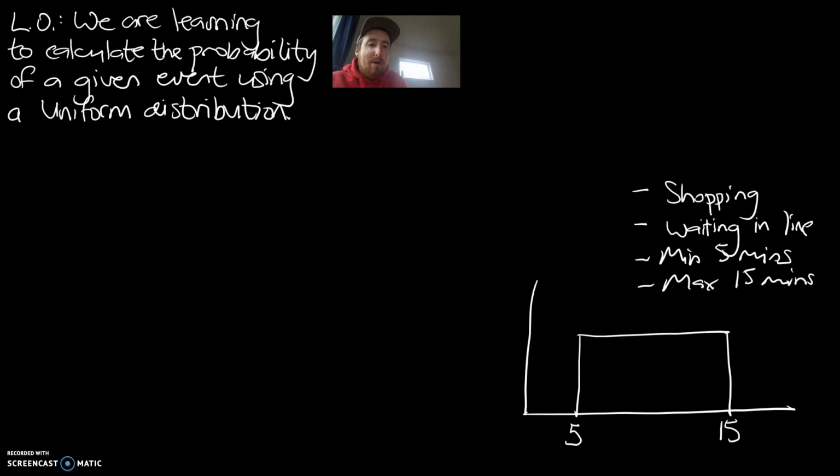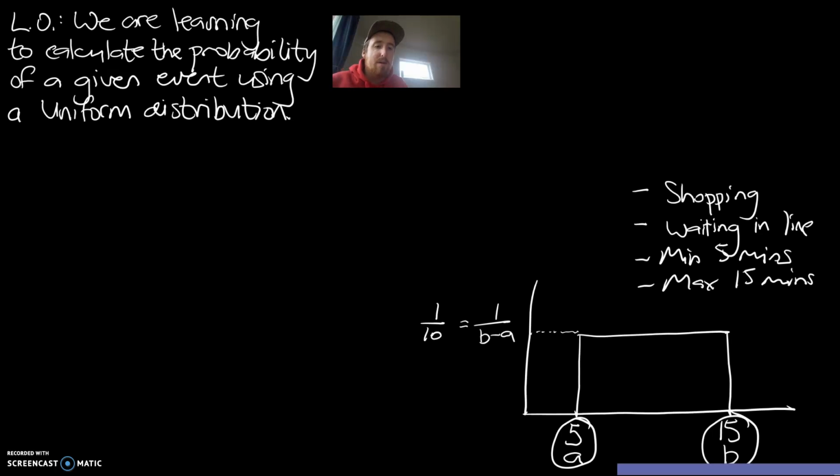Once we've done that, normally what I like to do is label the parameters. So our minimum down the bottom, that is always A, and our maximum, that is always B. And the next thing we need to figure out is the height of this rectangle. From the last video, we should remember that the height is 1 divided by B minus A. And in our case, that is 1 over 10, because 15 minus 5 gets to 10.